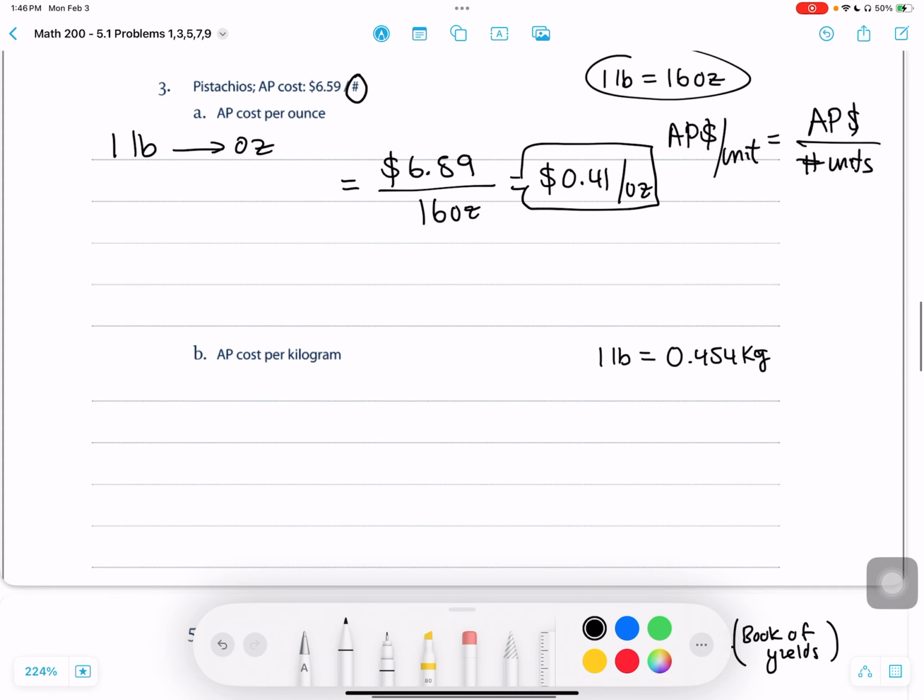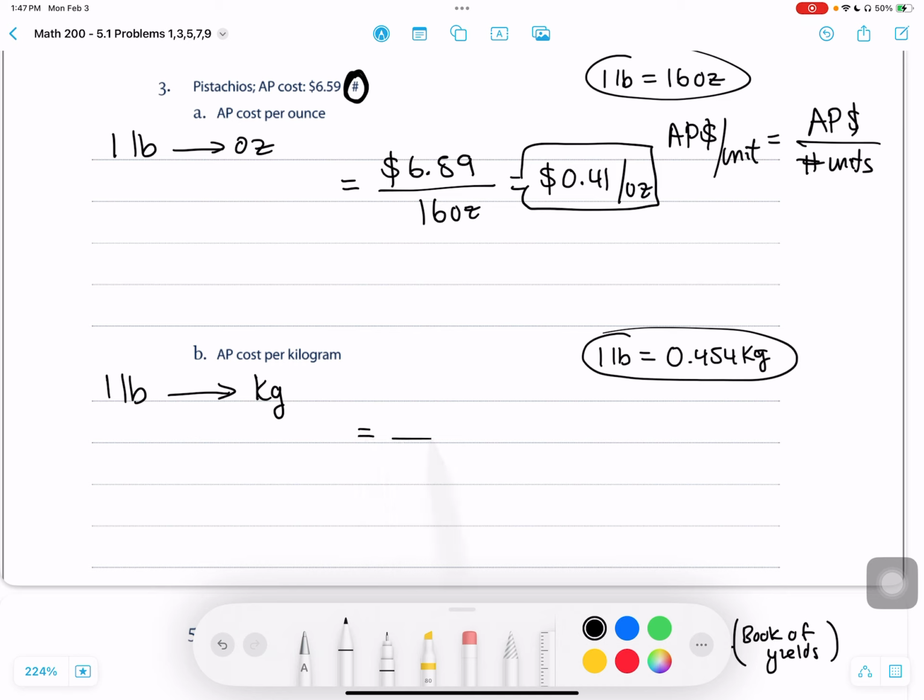Okay, same, but now we're going to calculate cost per kilogram. So for cost per kilogram, I'm going to take the cost per 1 pound and convert this to kilograms. Again, you go to your conversion table, you will see the equivalence of 1 pound equals 0.454 kilograms, or also 1 kilogram equals 2.205 pounds. You can use either or, but you have to do the proper conversion.